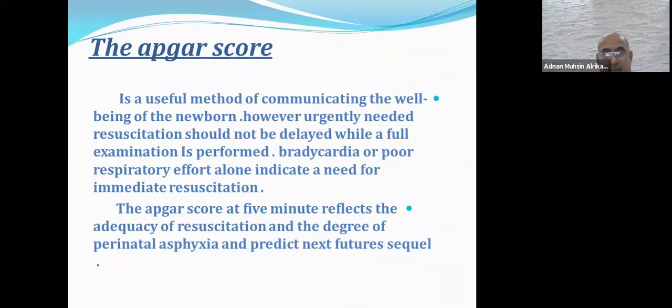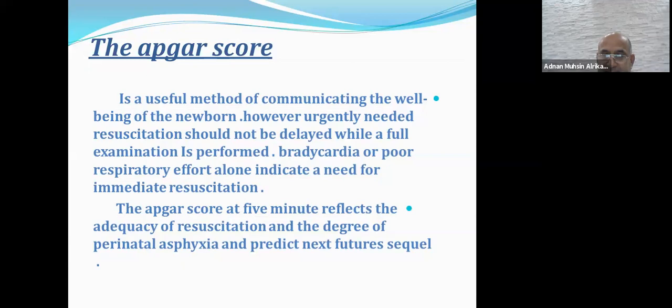As we say, the Apgar score should be done at the first minute, 5 minutes, 10 minutes, and 20 minutes. The most important part is the Apgar score at 5 minutes, which reflects the adequacy of resuscitation and the degree of perinatal asphyxia, and predicts the future sequelae. Normally, the newborn may give us a low Apgar score at the first minute of labor, but it should increase at 5 minutes. If the Apgar score never increases at 5 minutes, it means my patient may suffer more and more from asphyxia.